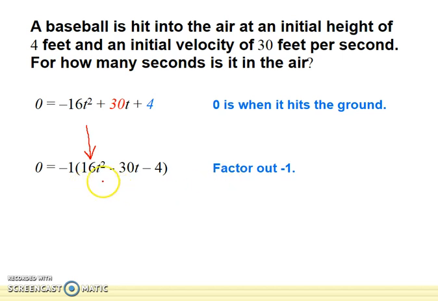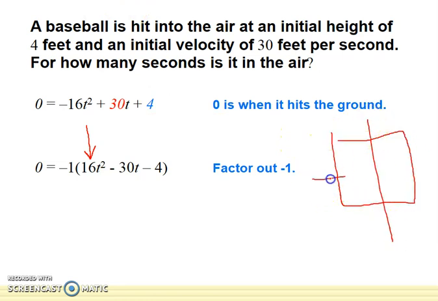Now I'm going to look and think to myself, okay, what two numbers can I multiply to get 16t squared? And what two things can I multiply to get -4? Knowing that in the end, when I combine these things, I have to get -30 in the center. So I can create a table to help me with that.